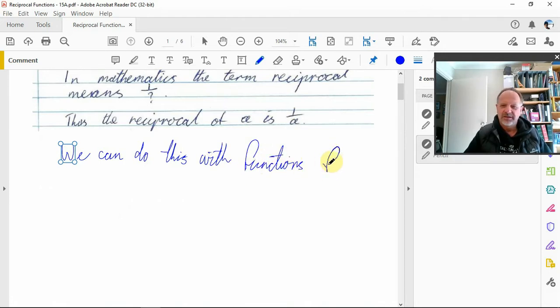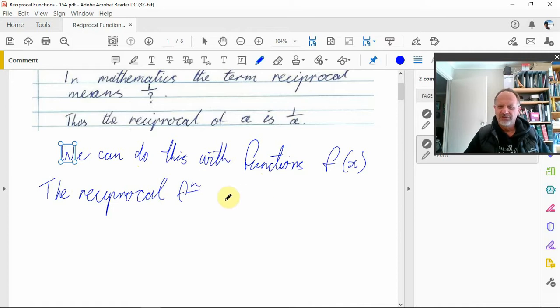All right, so f(x), for example. So the reciprocal function, as we would call it, reciprocal means 1 over, so it's 1 over f(x).